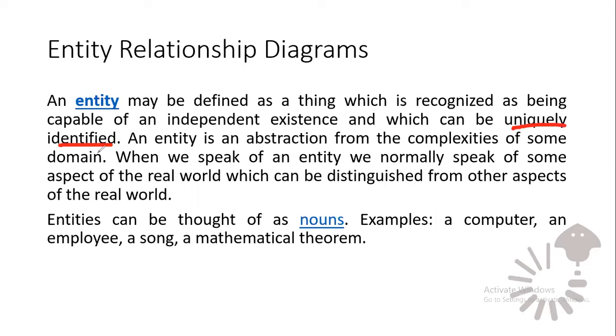An entity is an abstraction from the complexity of some domain. When we speak of an entity, we normally speak of some aspects of the real world. Pwedeng tangible, intangible, tao, bagay, concept, idea, as long as it's existing in the real world, representing an aspect of the real world which can be distinguished from other aspects of the real world. So pwedeng iba itong entity na to with the other entity. Entities can be thought of as nouns. So alam natin yung nouns. Hindi naman siya proper, common noun usually. Pangalan. Examples are computer, employee, song, mathematical theorem.